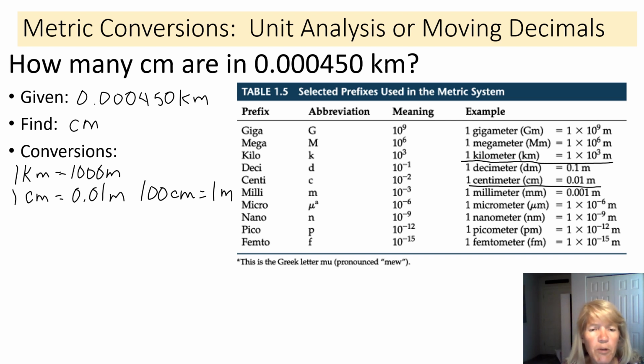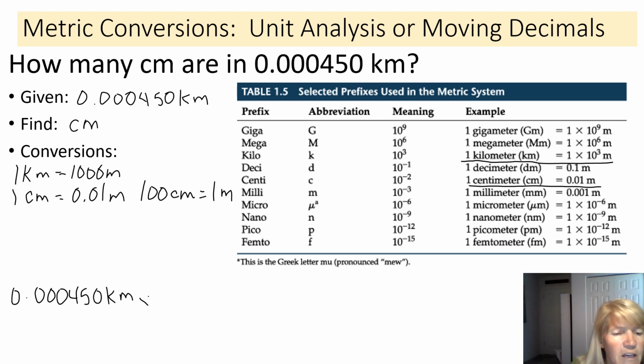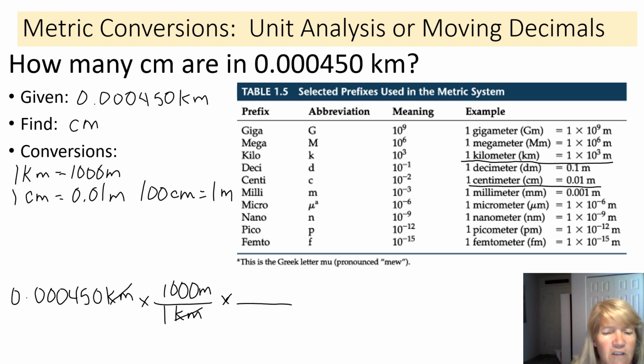And so now we apply the unit analysis. Start with our given, 0.000450 kilometers. And then our first conversion is going to use the kilometers. Now we want the kilometers on the bottom. So I put 1 km equals 1,000 meters. That gets rid of the kilometers, and now we're at meters. We want it to go to centimeters, so we need one more conversion. So this time we want meters on the bottom, 0.01 meters equals 1 centimeter. And the meters cancel. And now we have centimeters.